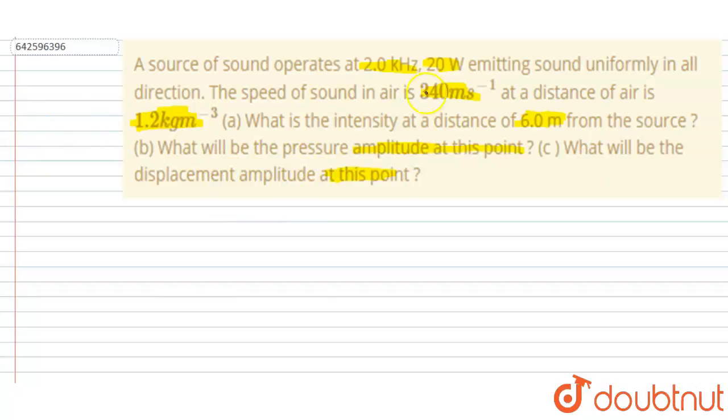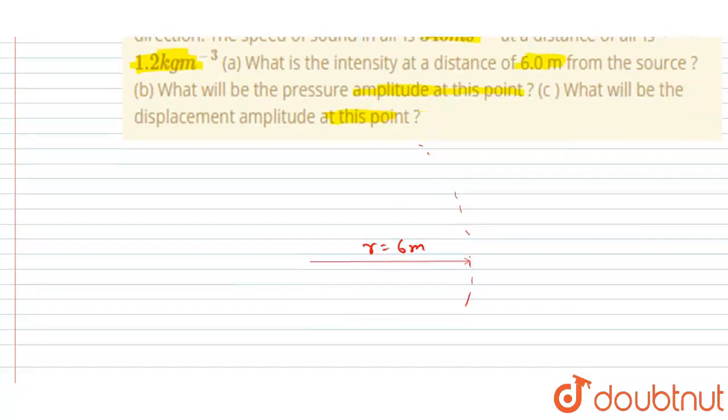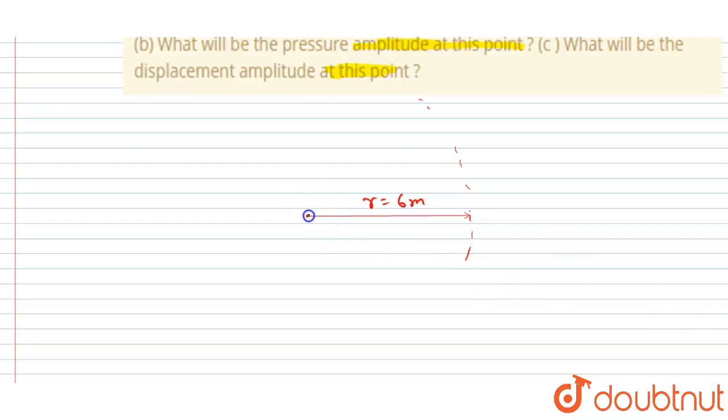So the intensity at this point can be calculated since the power is already given. If you see, power here is 20 watt, right? And if you want to calculate the intensity at a distance of 6 meters, let's suppose this distance is 6 meter here. So if you make a sphere here, all the points on the sphere will have the same intensity since all the points are symmetric with respect to this point.